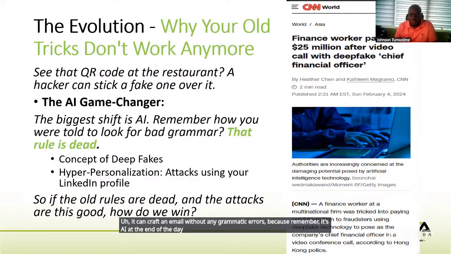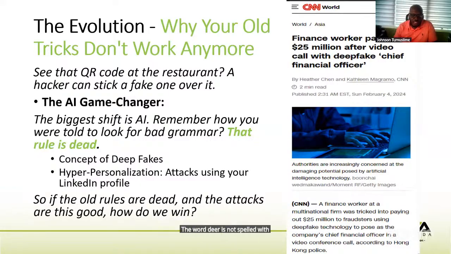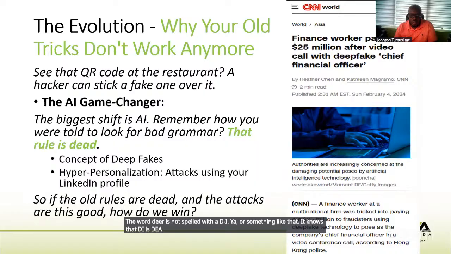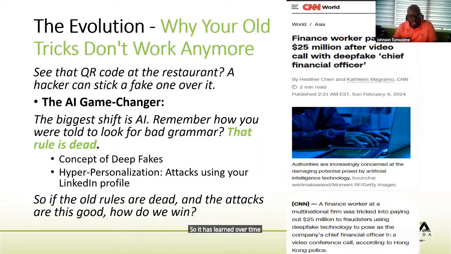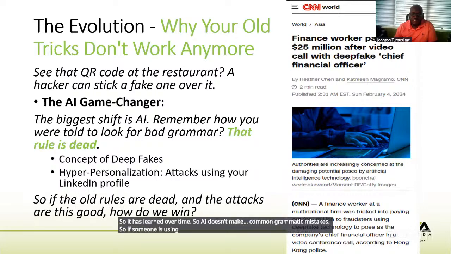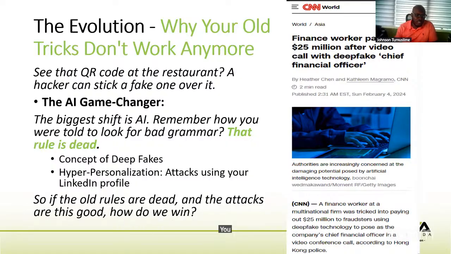It has been built to learn that the word dear is not spelled with a D-I-Y-A or something like that. It knows that dear is D-E-A-R. So it has learned over time. So AI doesn't make common grammatic mistakes. So if someone is using AI to generate some of these fake messages or maybe phishing emails, you won't be able to detect any bad grammar in such a message.